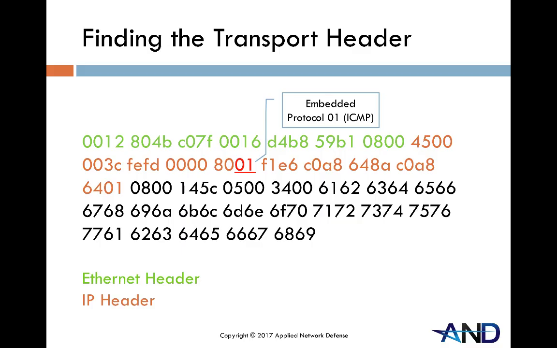In this case, that field has a value of 01. Now this is different from our last example where we had a value of 06, which indicated TCP traffic. A TCP header is what we could find next. In this case, we have 01, which indicates that an ICMP header, or Internet Control Message Protocol header, is next.